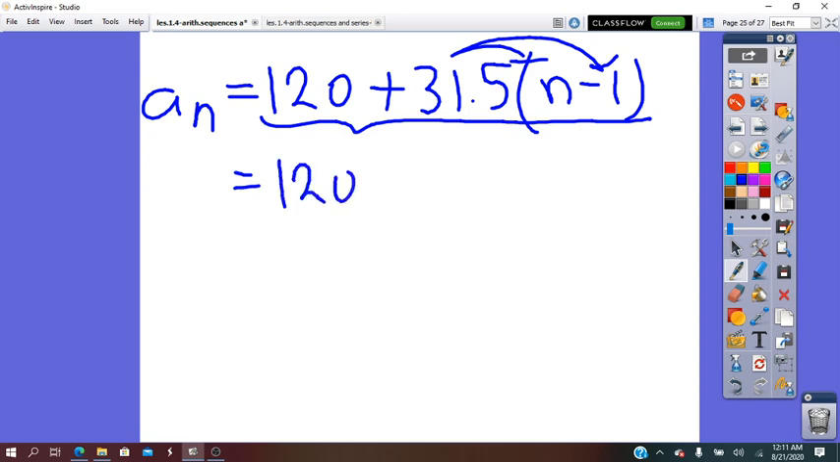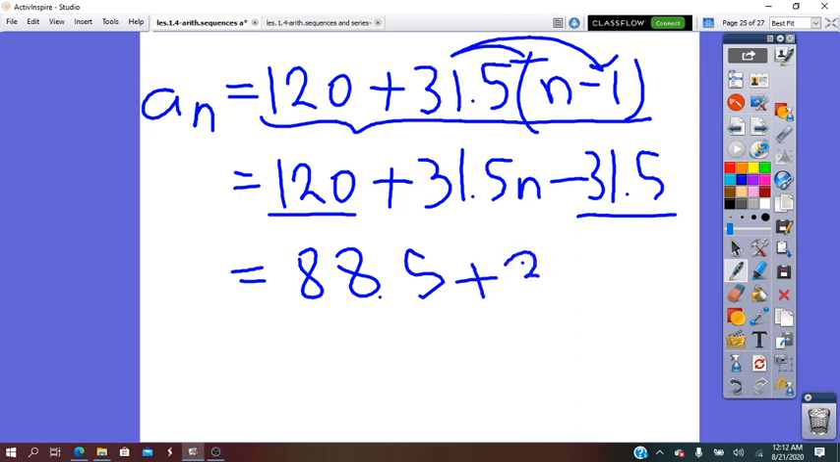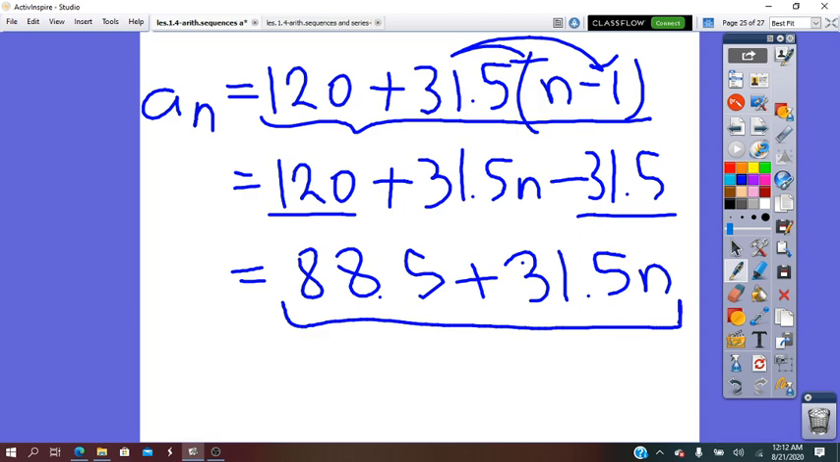It will be 120 plus 31.5n minus 31.5. Collect the like terms and simplify them. It will be equals 120 minus 31.5, which equals 88.5 plus 31.5n. So this expression, we will substitute it, put it instead of an in the summation into here.